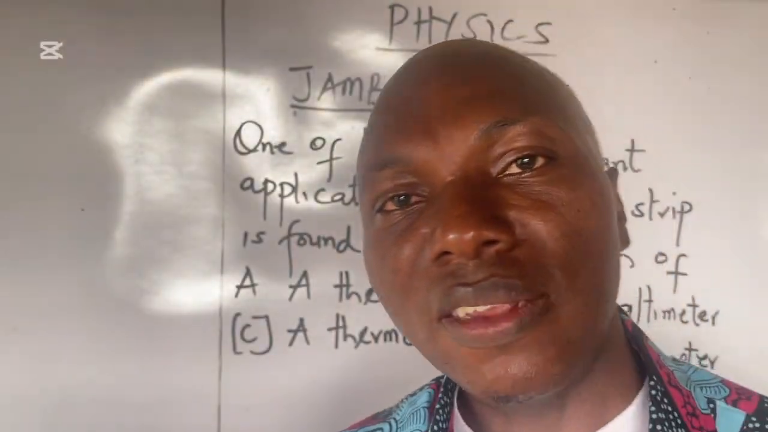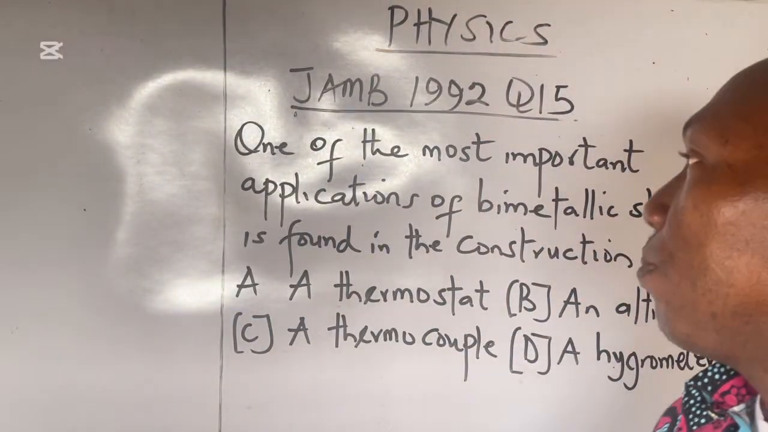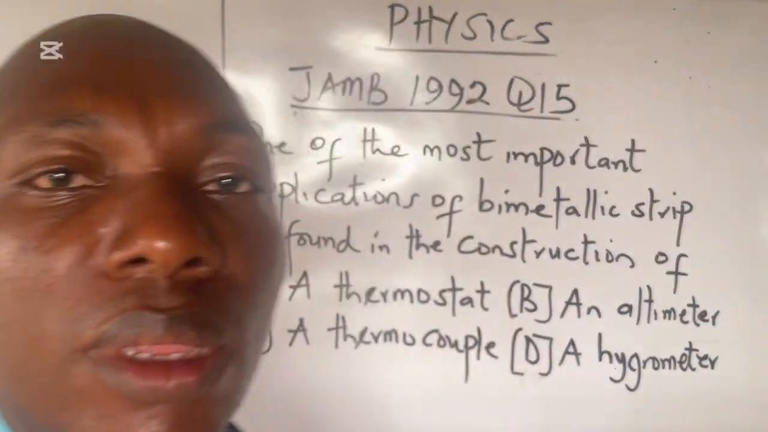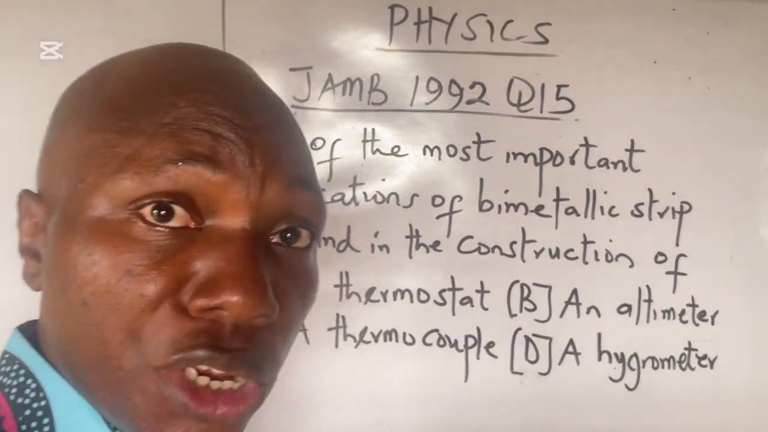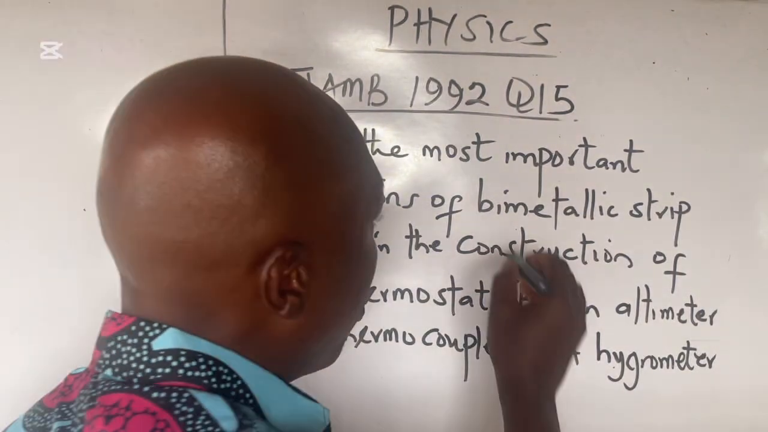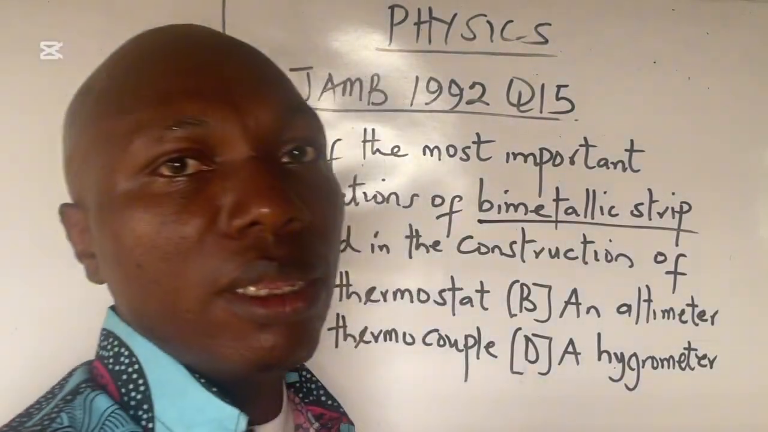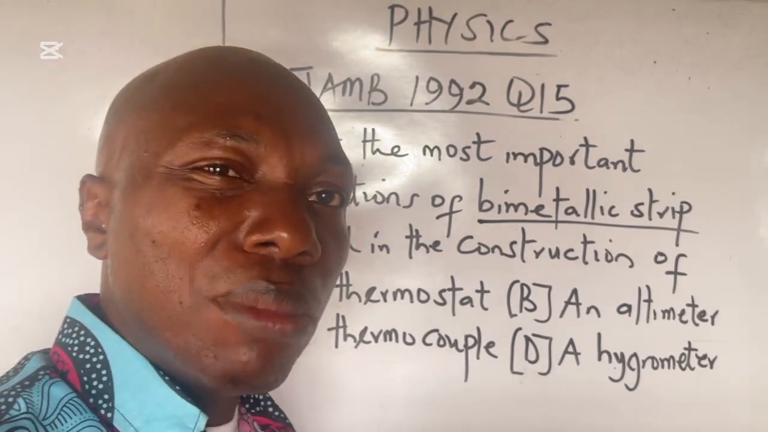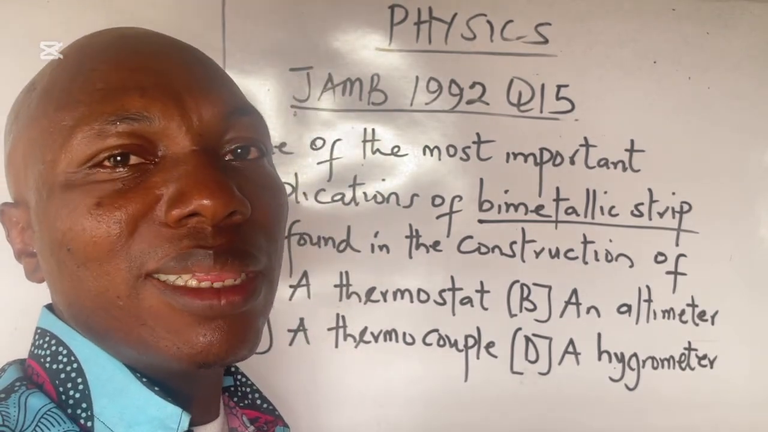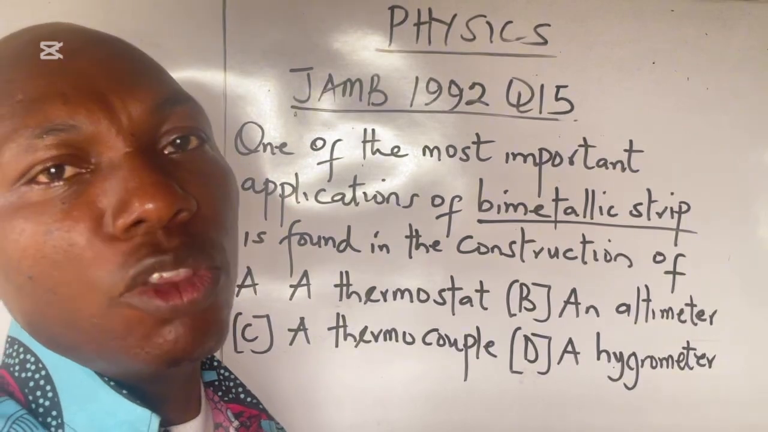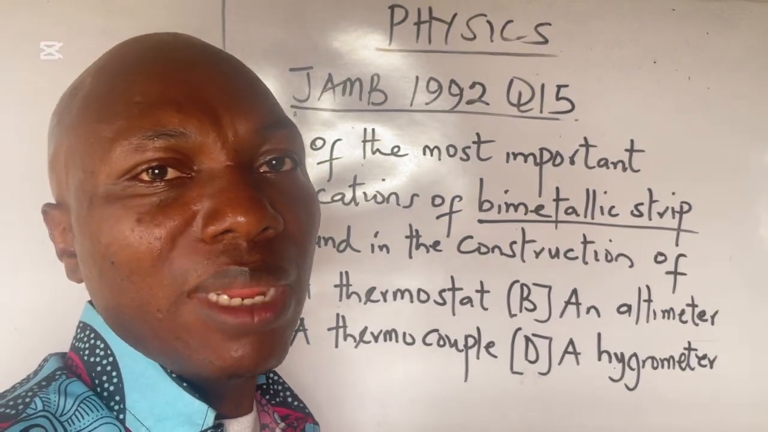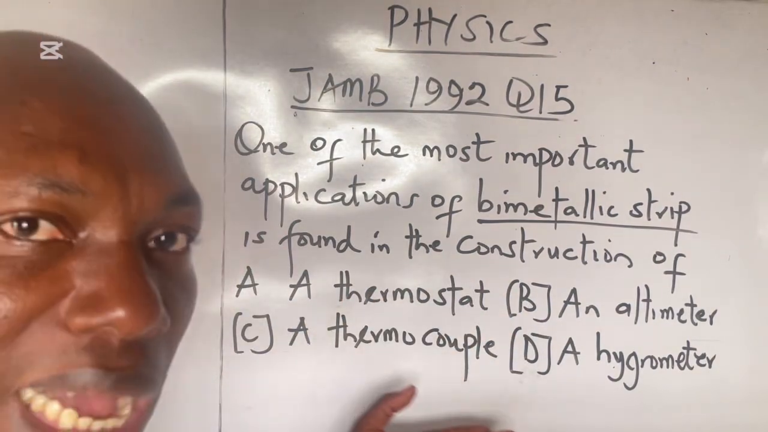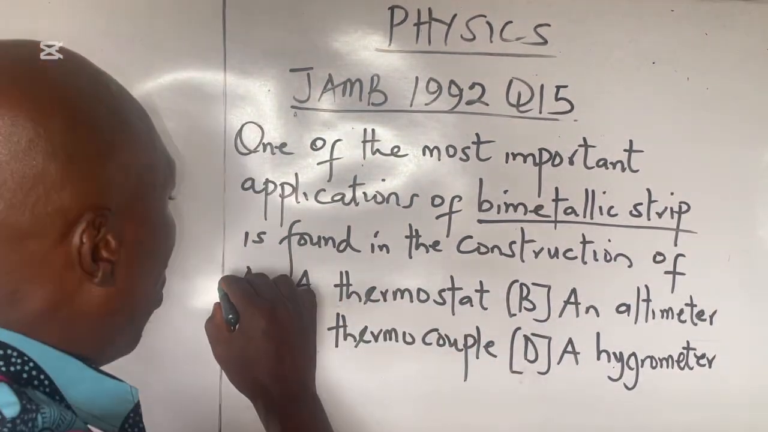This question is testing on the application of bimetallic strip, and it is majorly used in the balance wheel of clock and watches. This bimetallic strip is used in the balance wheel of clock and watches. It's used in thermometer. It is used in thermostats, and it is used in electric fire alarm. So out of this option, the one I've mentioned is a thermostat.